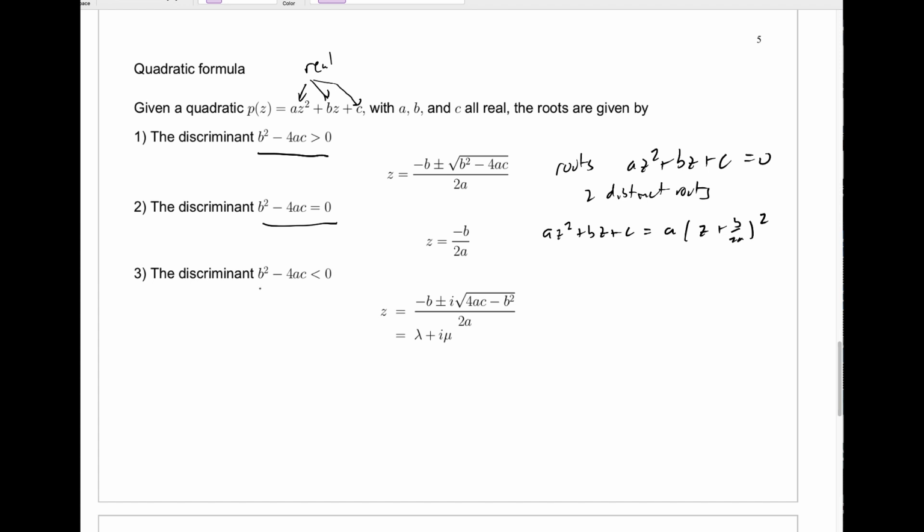Now, if the discriminant is negative, in the past you would just look at this in the quadratic formula and say that's impossible, and that there would be no roots to this quadratic equation.